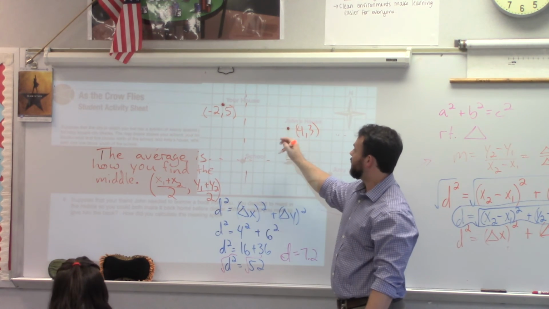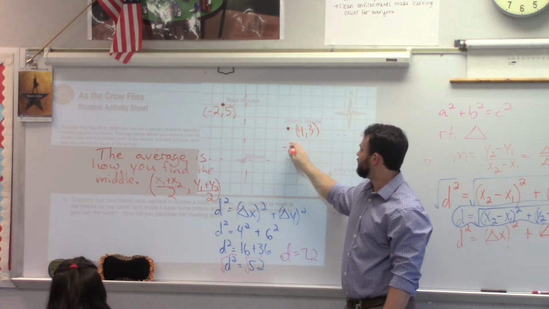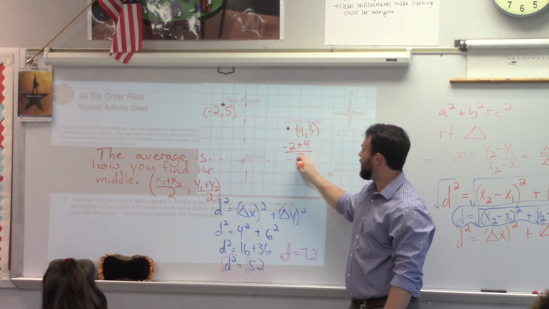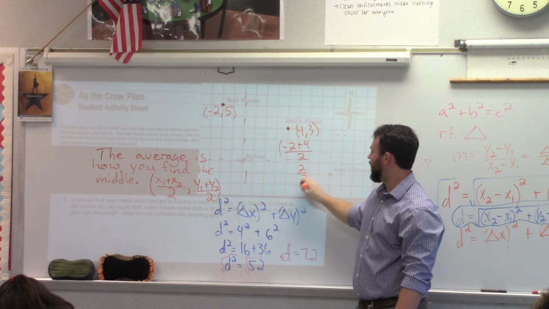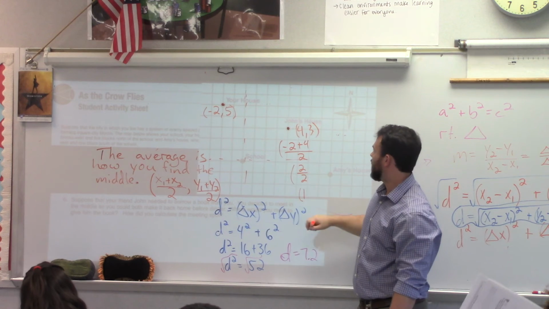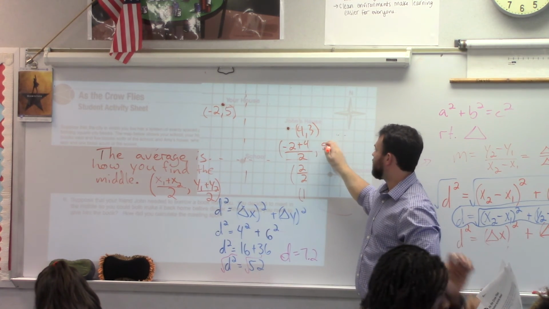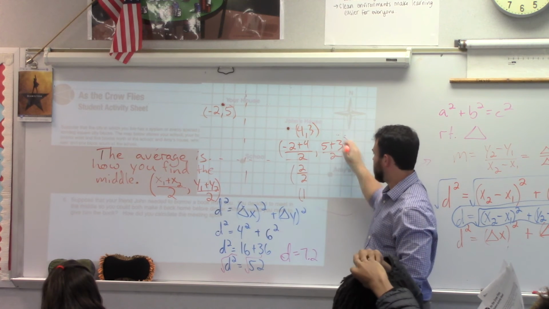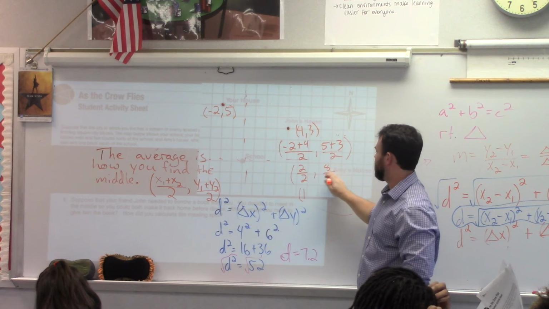So, what am I going to do with the -2 and the 4? Add them, then divide by 2. What's -2 plus 4? 2. 2 divided by 2? 1. Okay. What am I going to do with the y values? Add them, then divide by 2. 8 divided by 2 is 4.